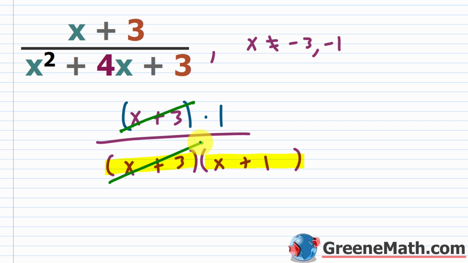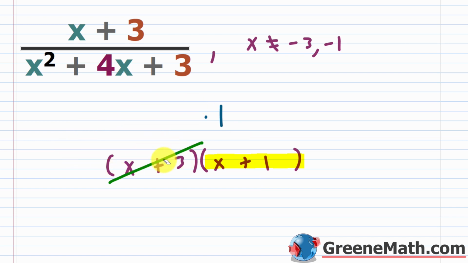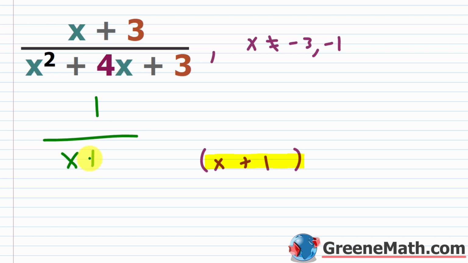So what does that leave me? It leaves me with a 1 up here over an x plus 1. So let me erase this and make it a little bit cleaner and say this is 1 over the x plus 1 here. And then I'm just going to list my restrictions. So x cannot be equal to negative 3 and also negative 1.